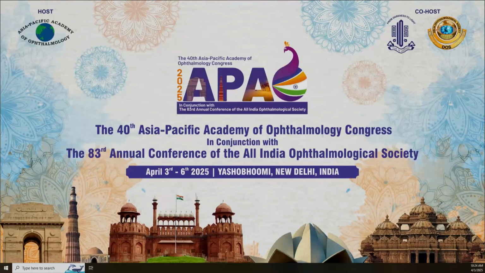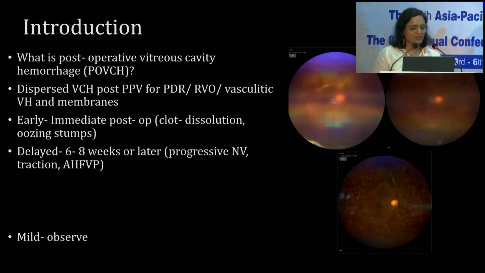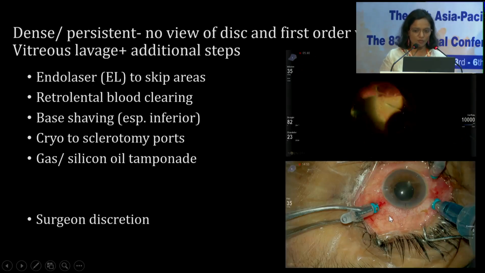Intraoperative fluorescein angiography in delayed postoperative vitreous cavity hemorrhage, POVCH. It is dispersed VCH post-vitrectomy for diabetic retinopathy, vein occlusions, or vasculitic vitreous hemorrhage. In the early immediate post-op, like in this case, it could be due to post-op clot dissolution or oozing stumps. But when it presents later, 6 to 8 weeks post-op, then it could be because of progressive neovascularization, traction, or anterior hyaloidal proliferation. In this case, it was mild, so it could be observed.